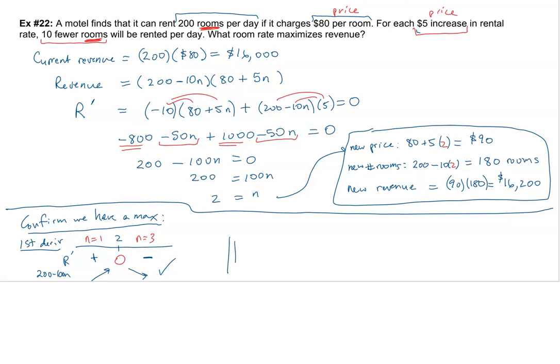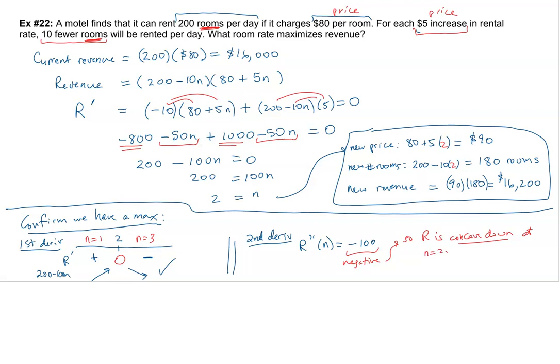And we haven't done a lot using the second derivative, so I'd like to take a moment just to point this out, that if we look at the second derivative, we take the derivative of 200 minus 100n, and we just get negative 100, which is negative. So r is concave down at n, well, everywhere. So especially at n equals 2.